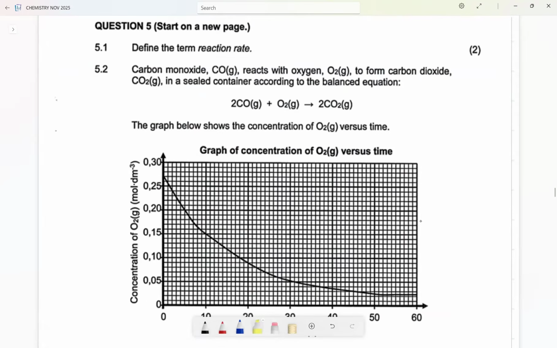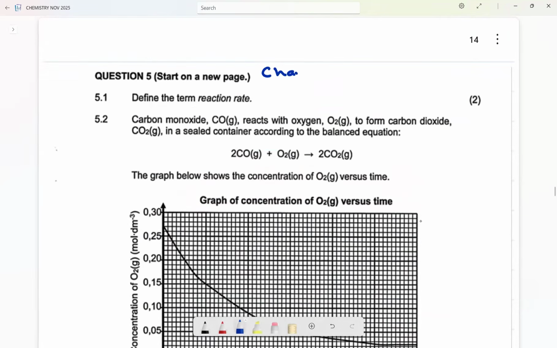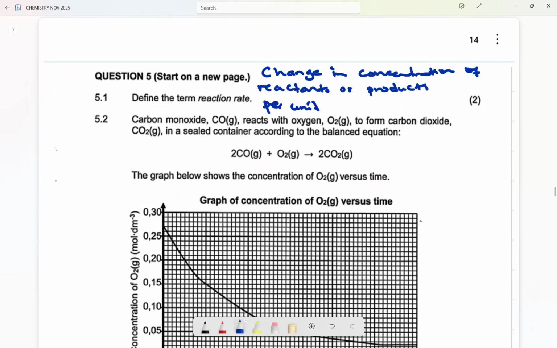Question 5. Define the term reaction rate. Okay, so we know reaction rate. It is the change in concentration of reactants or products per unit time. Very important, per unit time. Very, very important that you include that per unit time. This is a two or nothing, by the way. Did I get it correct or incorrect? Two or nothing.